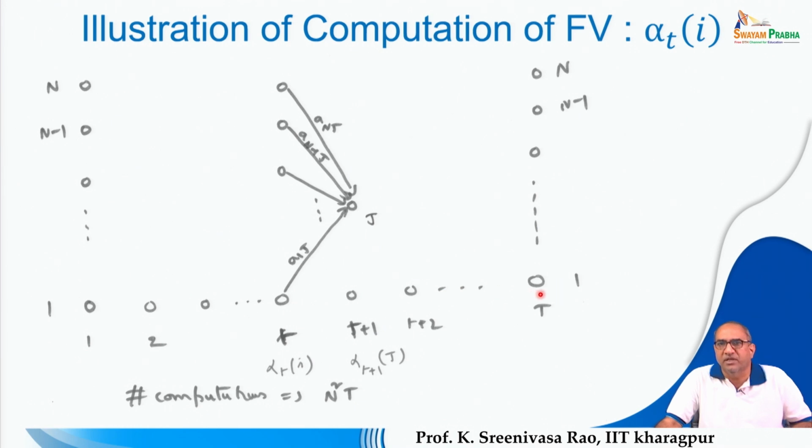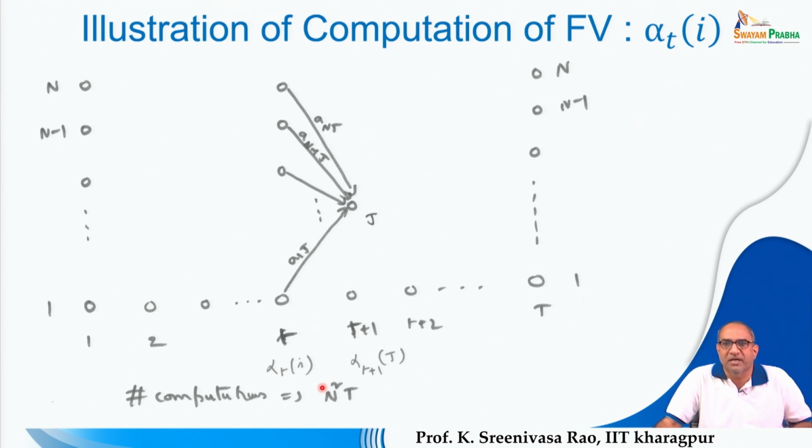Likewise, if you compute this forward variable at each time instant to reach the end termination at capital T, the number of multiplications required will be n square T, because at each time instant it is n square, and there are capital T time instances in the sequence length. So, n square T computations are required. If you compare this n square T with the direct method's 2T into n power T, n square T is very nominal.